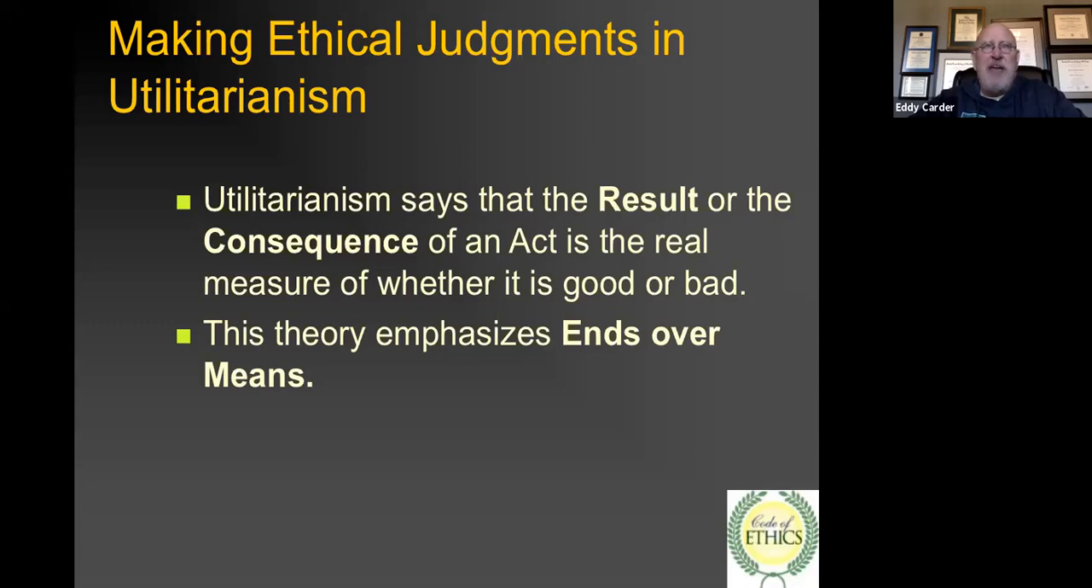Utilitarianism is concerned with the end result. Utilitarianism is concerned with the outcome of our moral decisions. It's not concerned with the means, the moral decision itself, so much as it is concerned with the outcome. If the outcome is good, it was a good moral decision. If the outcome is bad, it was a bad moral decision. So it requires some degree of assessment when the results come in or the consequences come about.